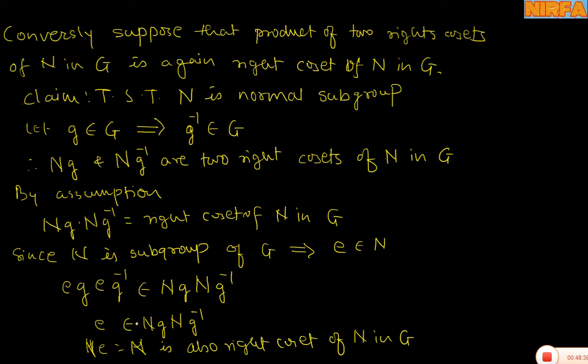That means one element E is common in both the right cosets, and we know that once we get one element common in both the right cosets, these two right cosets must be identical. Therefore, using that fact, I can write this Ng inverse right coset must be identical with this right coset for all g belongs to G.